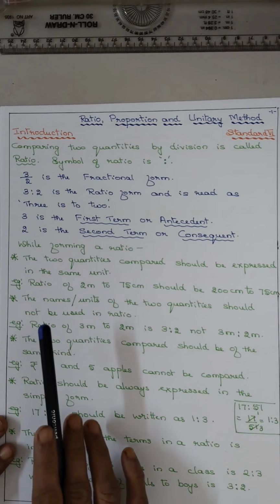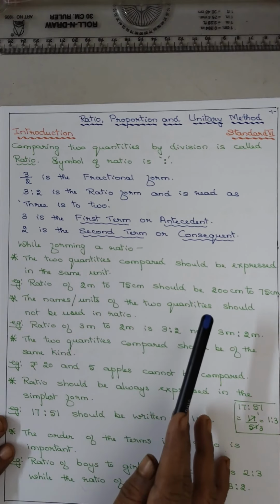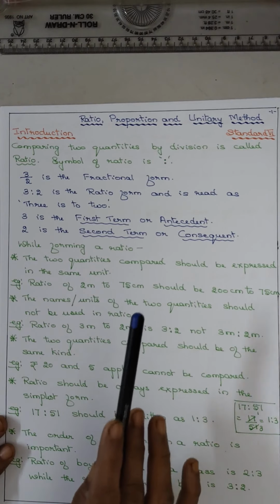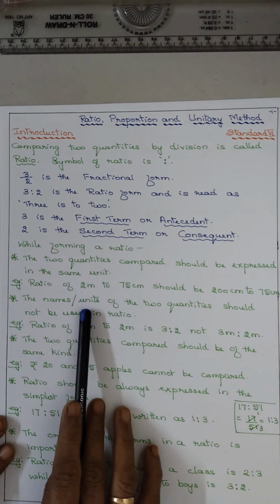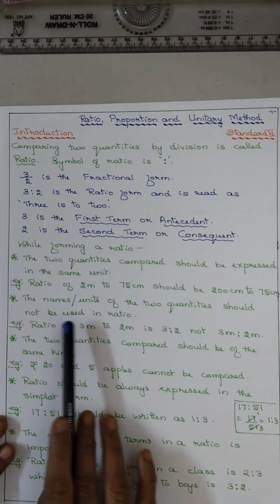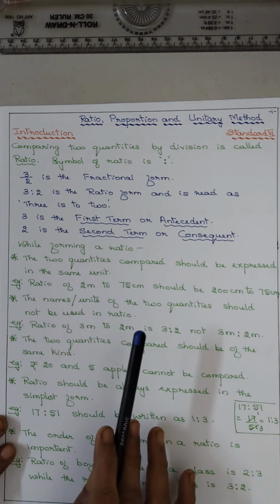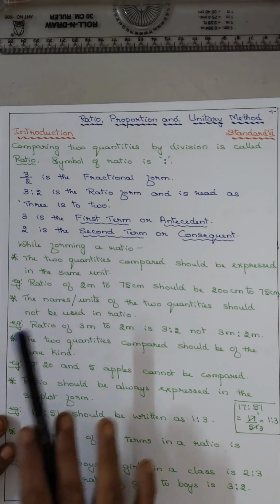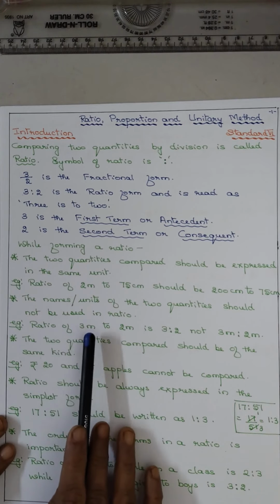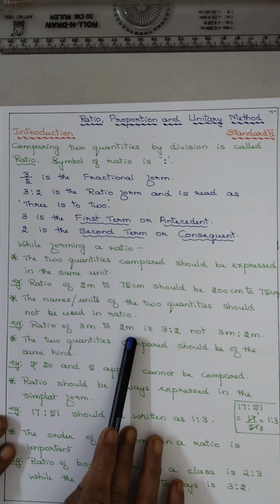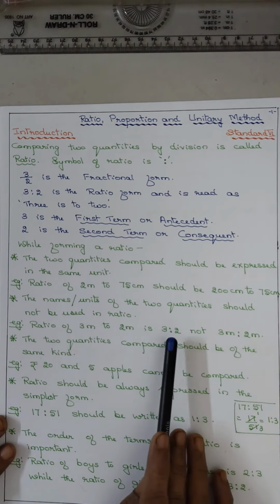Clear? समझ में आ रहा है ना? So दोनों first term and the second term should be written in the same unit. Now second, the names or the units of the two quantities should not be used in the ratio. जब भी ratio लिखते हैं तभी units या the names, they are not written, only the numbers are written. Like ratio of 3 meter to 2 meter. It's not written as 3 meter is to 2 meter. It is written 3:2.